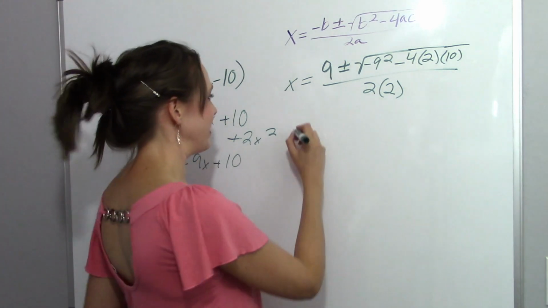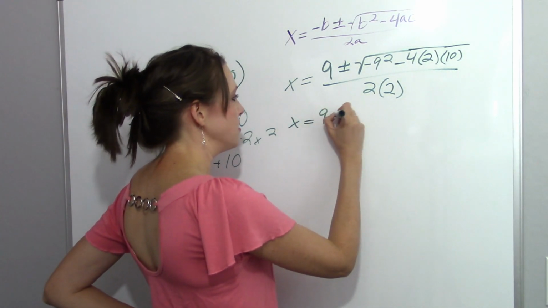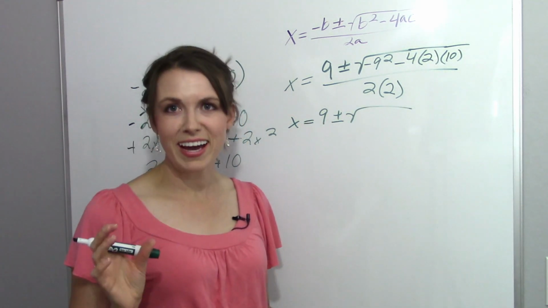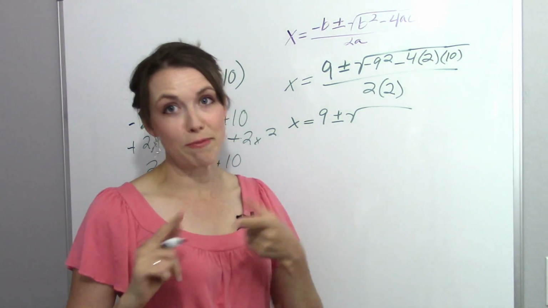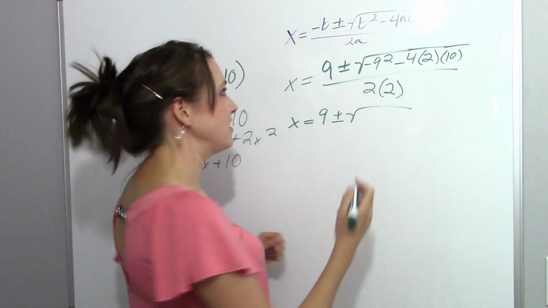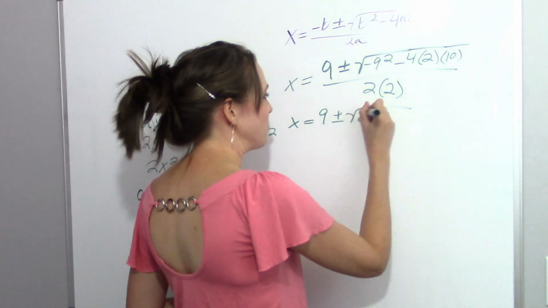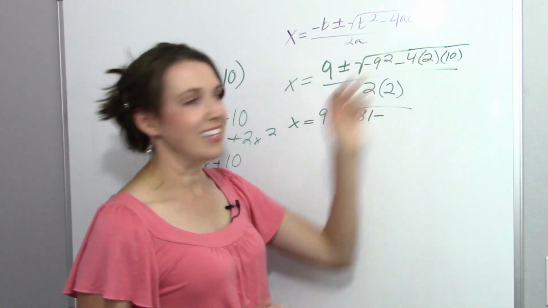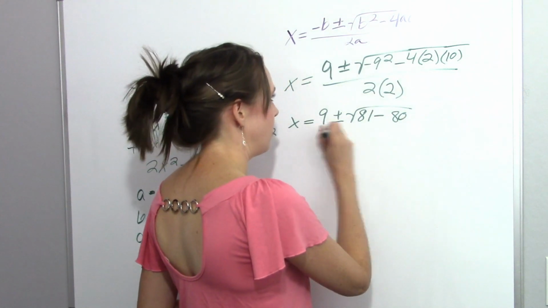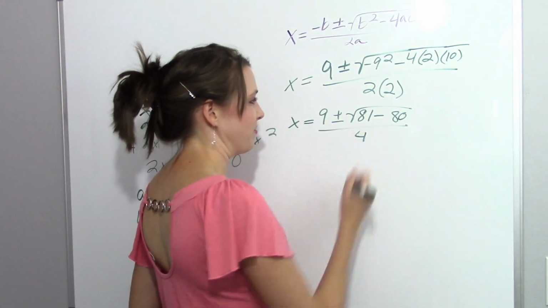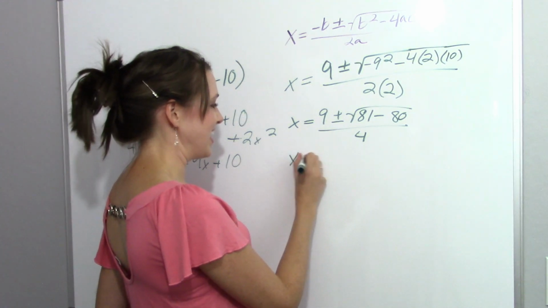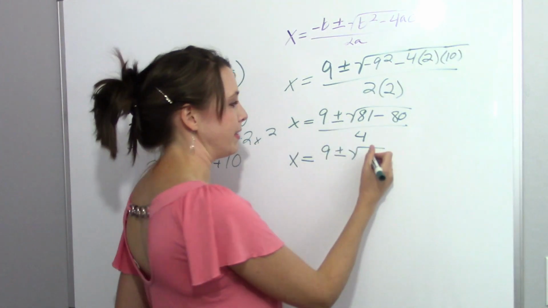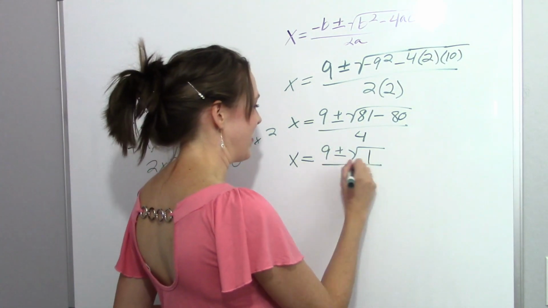Okay, so let's solve it a little bit here. So x is equal to 9 plus or minus the square root of 9 squared, negative 9 squared. So negative 9 times negative 9, I have my two negatives again, is just going to be 81. 81 minus 4 times 2 is 8. 8 times 10 is 80. All over 2 times 2 is 4. Okay, so I have x is equal to 9 plus or minus the square root of 81 minus 80, it's just 1, over 4.